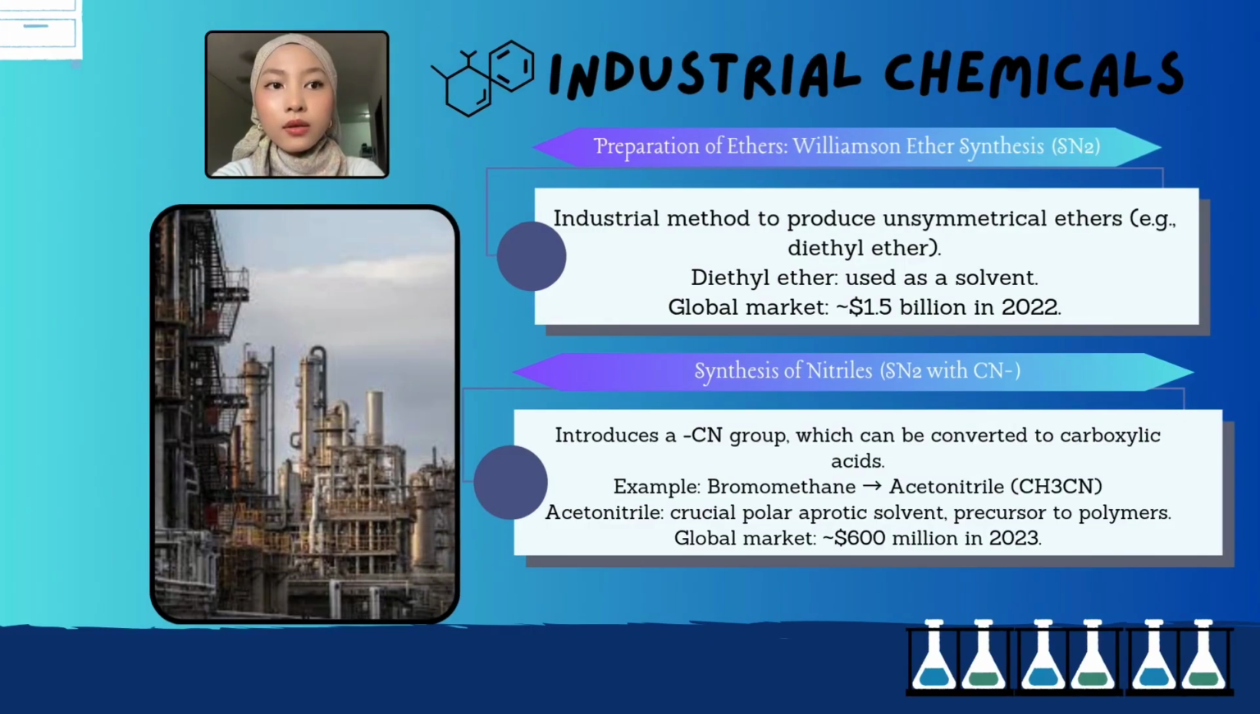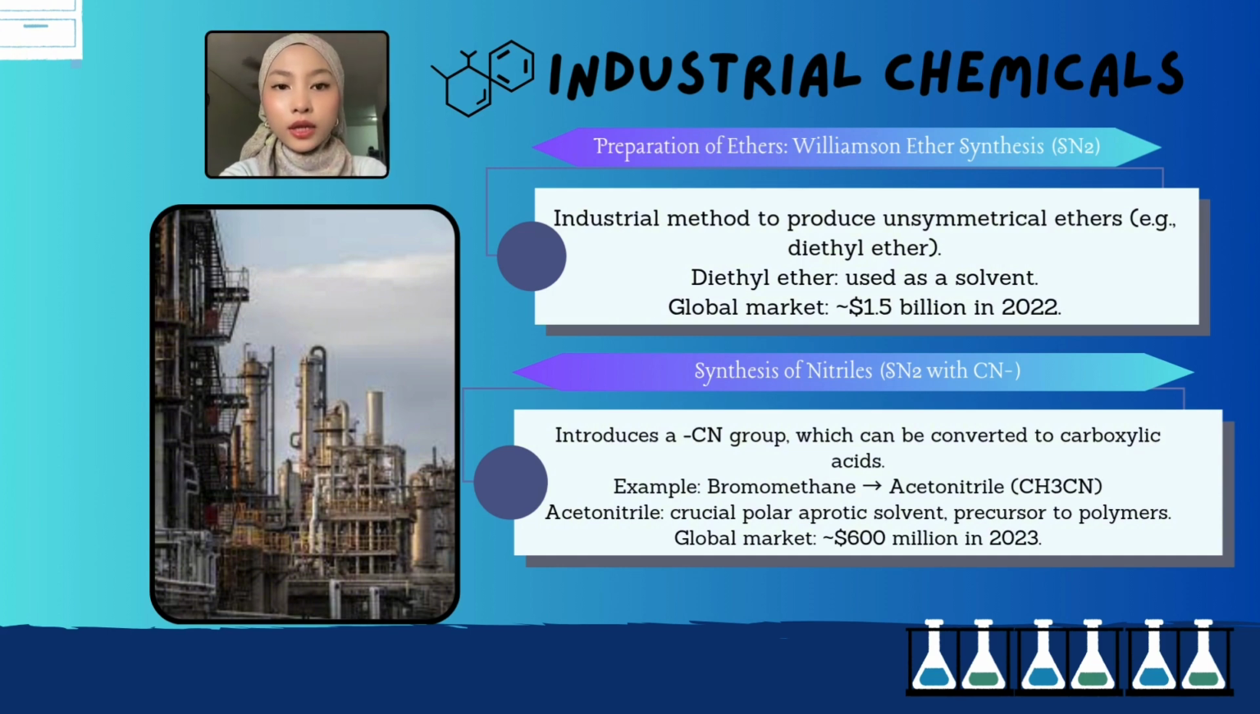Let's take a look at how SN1 and SN2 reactions are actually used in real-world industrial chemistry. First, SN2 in ether synthesis. We use the Williamson ether synthesis, which is an SN2 reaction, to make ethers like diethyl ether. Diethyl ether is an important solvent in both laboratories and industry because it is highly volatile and can dissolve many organic substances. In fact, the global market for diethyl ether was about $1.5 billion in 2022, proving just how useful this SN2-based reaction is.